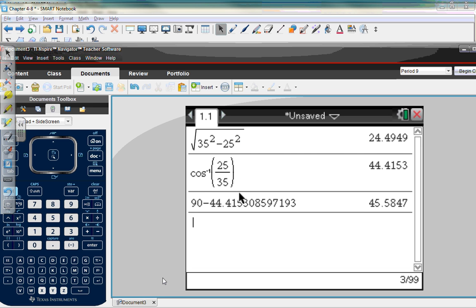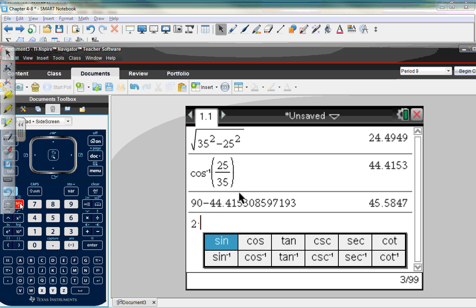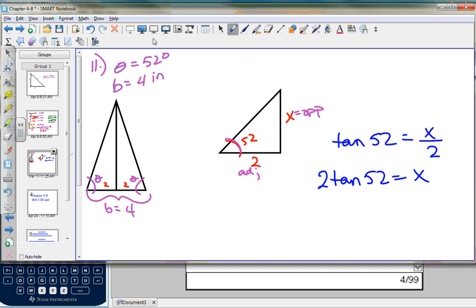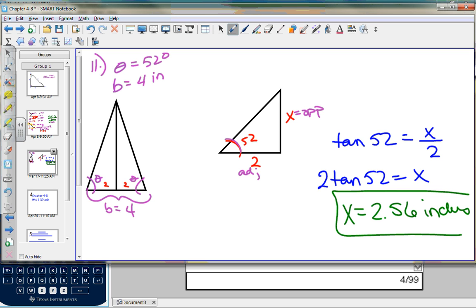So I come back over here, and I'm simply going to take 2 times trig, which is going to be the tangent of 52 degrees, and I'm in degree mode, so all I have to do is hit enter. And what is that length of my altitude? 2.56 inches. So x is equal to 2.56 inches. Do we understand that, yes or no?